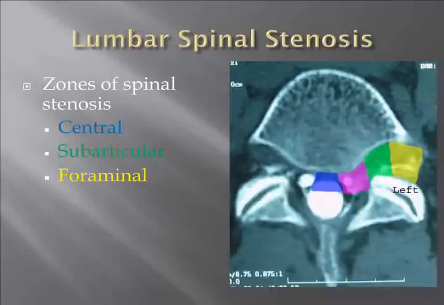Now, to further understand spinal stenosis, we have to understand where it occurs. In the cross-sectional area of the spine, the three main areas where stenosis will occur are the central area, as outlined in blue; the subarticular area, which is the area behind the facet joint, in pink and green; and the foraminal region, which is yellow. The location of the stenosis will help determine the type of treatment that will be necessary for the patient.